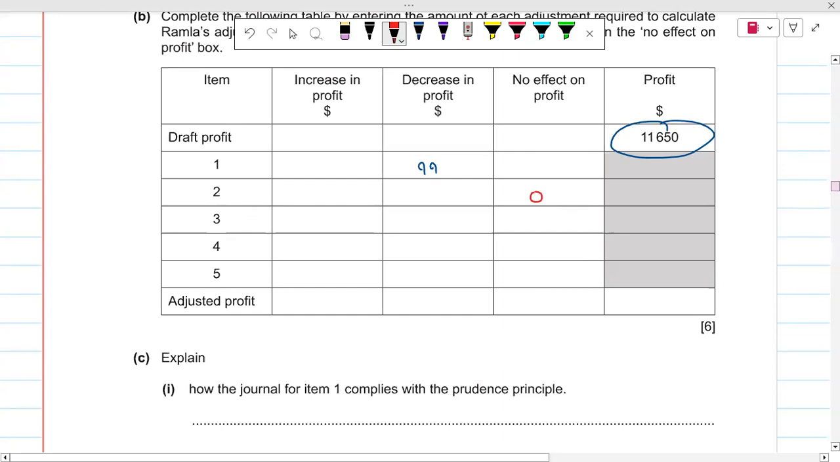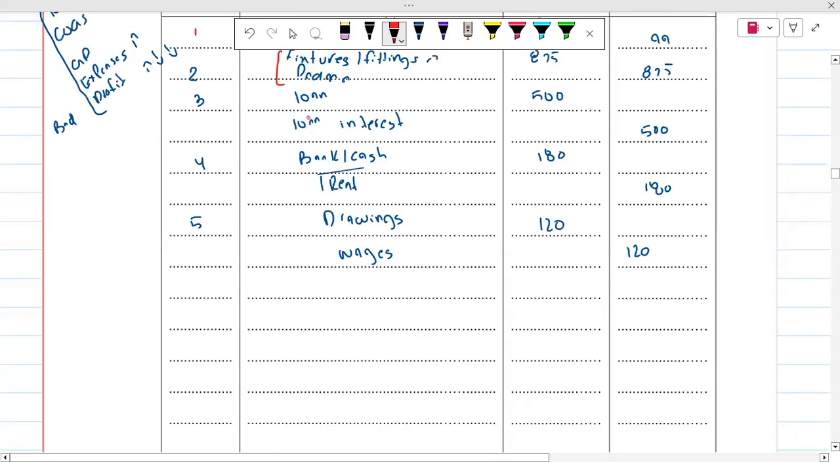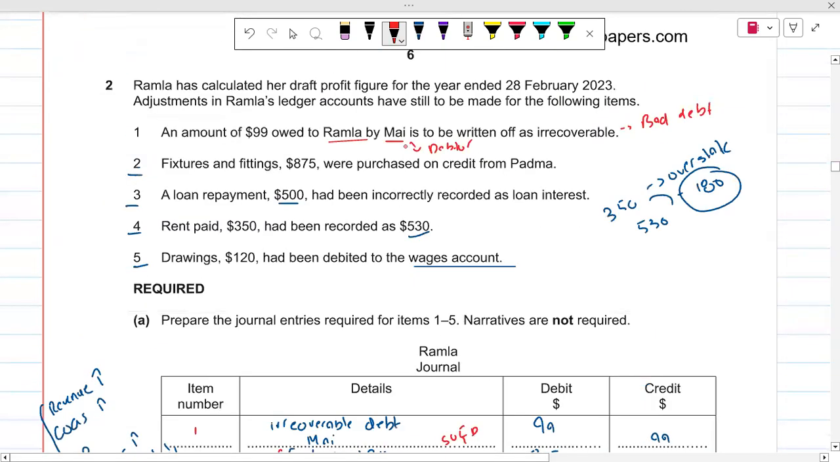And in adjustment 3, loan and loan interest. Okay. So basically we accidentally repaid the loan, which is $500. A loan repayment of $500 had been incorrectly recorded as loan interest. So we know that loan interest is our expense. So if we mistakenly add this $500 into the expense of loan interest, it means that we overstated our expenses and we understated our profit.